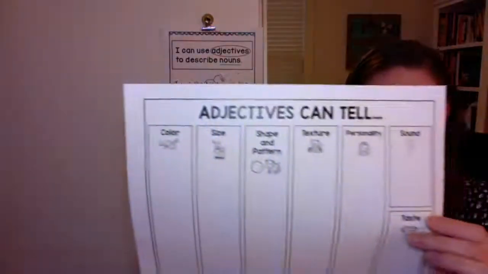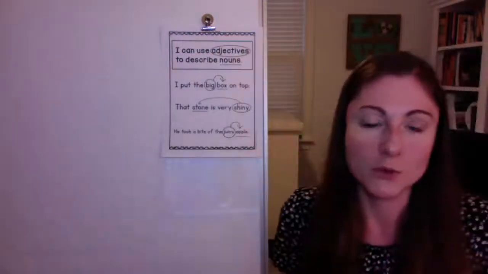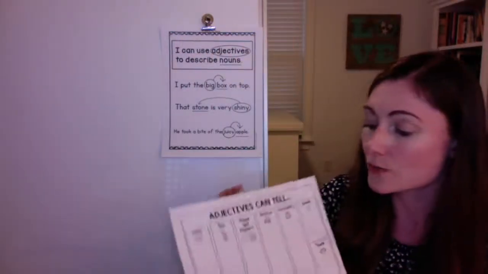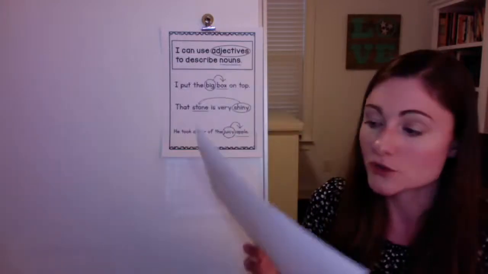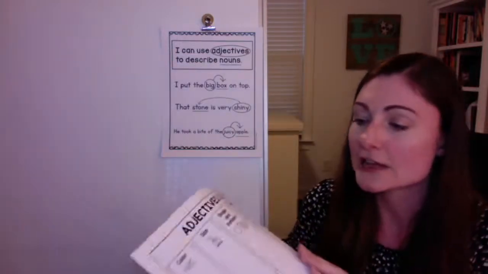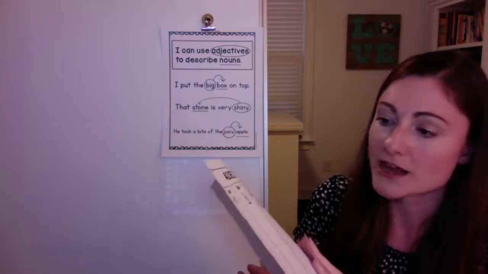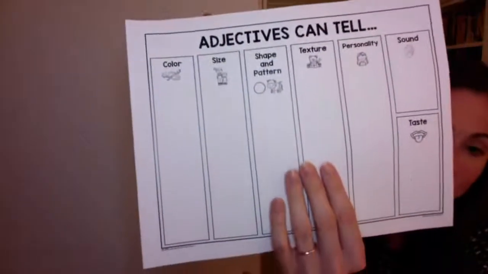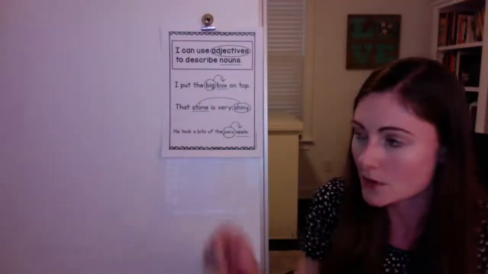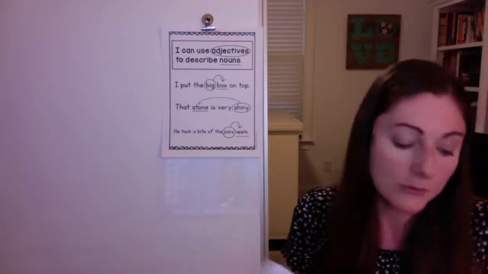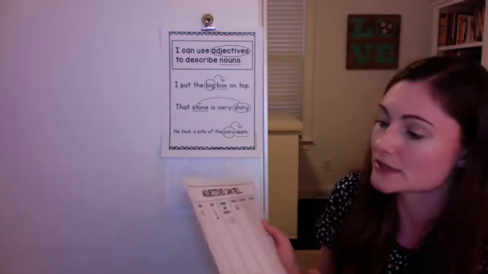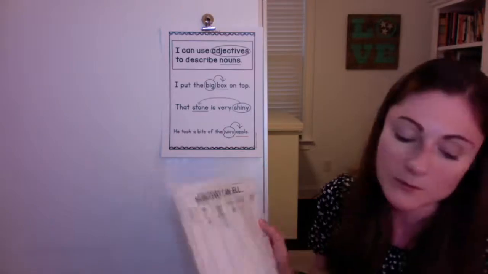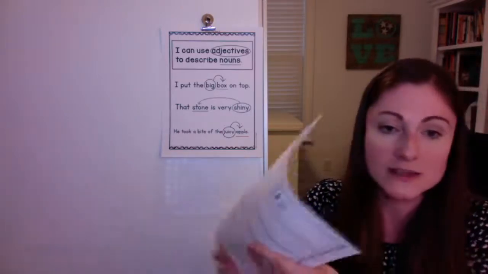Okay, so with this chart, usually what I do is if I have a group of kids whose oral language is pretty strong, I will recreate this little chart on chart paper or a version of it, and it just says adjectives can tell color, size, shape and pattern, texture, personality, sound, and taste. You could even eliminate some of these columns if you want to keep it a little bit more simple, totally up to you. But I'll recreate this on chart paper and I will have the kids brainstorm different words they know to describe color, size, shape, and pattern. And so we will work on this as a class.